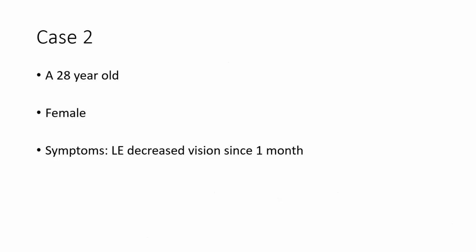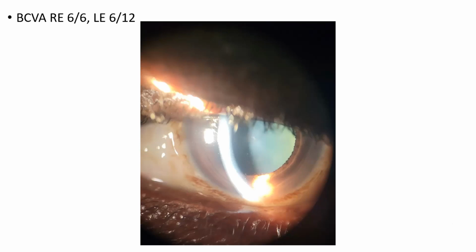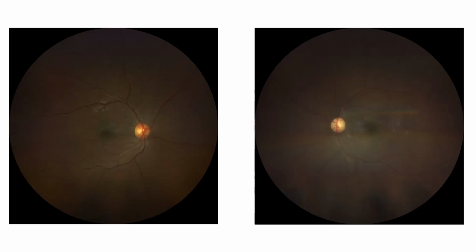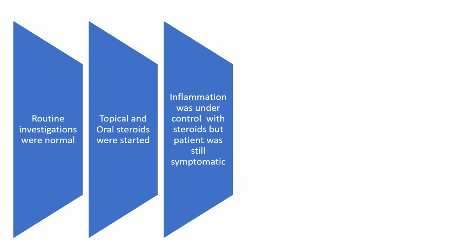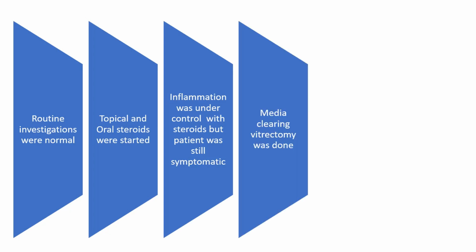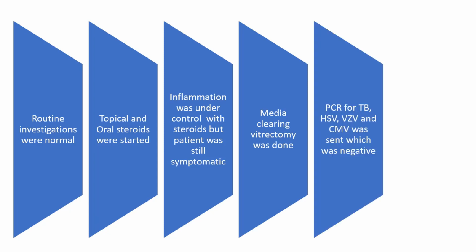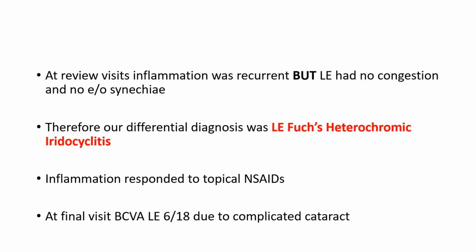The next case was of a 28-year-old female who presented with decreased vision since 1 month. She had non-granulomatous keratic precipitates and only mild vitritis in the left eye. Routine investigations were normal. We started topical and oral steroids, but inflammation kept recurring and the patient was also symptomatic. So we decided to do a media clearing vitrectomy as well. We sent the sample for PCR analysis, which was negative. Post-operatively, her vision was 6/9.